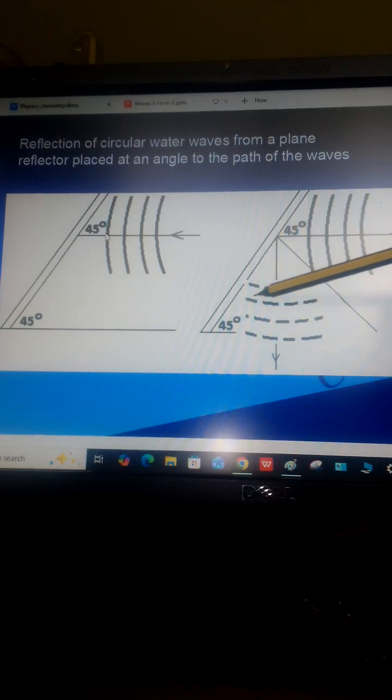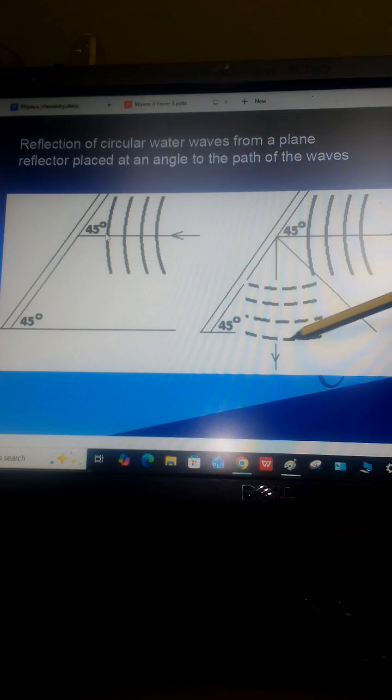This is how they are reflected from that plane surface, and the law of reflection holds: the angle of incidence is equal to the angle of reflection at the point of incidence. This is the normal. So this is the reflection that will happen when these waves hit this plane reflector at that angle.